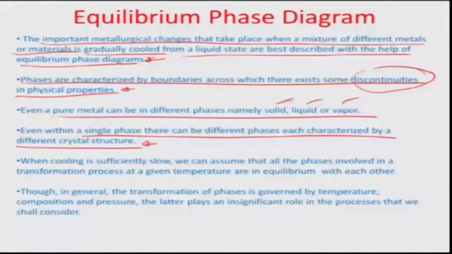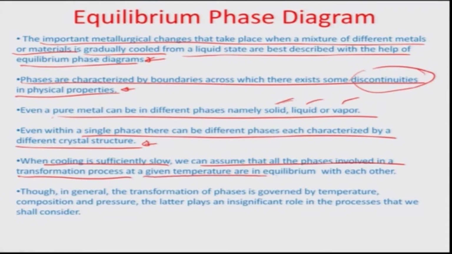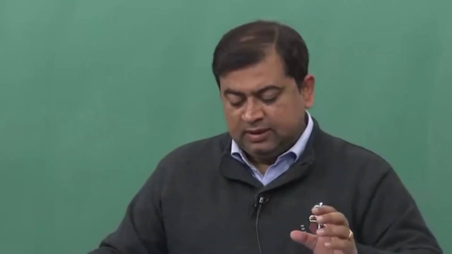In the same manner, you may have two different structures as a function of temperature of a certain material, which can come in the way of how you take the material from the liquid state to the solid state through the various temperature regimes. So, you may have different phases even in a single phase material. When cooling is sufficiently slow, we can assume that all the phases involved in a transformation process at a given temperature are in equilibrium with each other, and this is what you take as a snapshot every time, so that you can draw the equilibrated phase as a function of time of a solidification process.